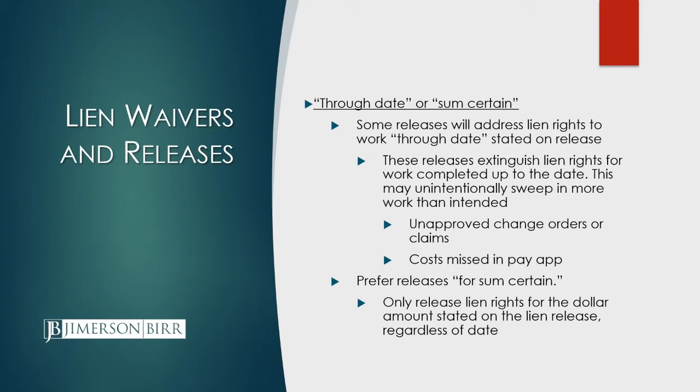And the trap that we see often is either unapproved change orders or claims. You have a change order that you submitted before your lien waiver. The contractor hasn't approved it yet, so you haven't included it in your pay request or invoice. But the work was done before the date of your lien release, so now you have no lien rights in that change order.